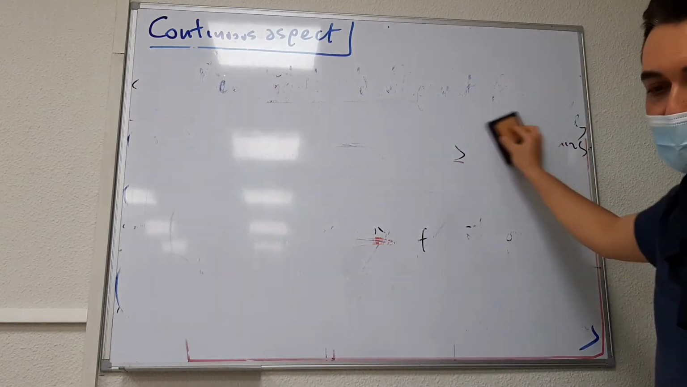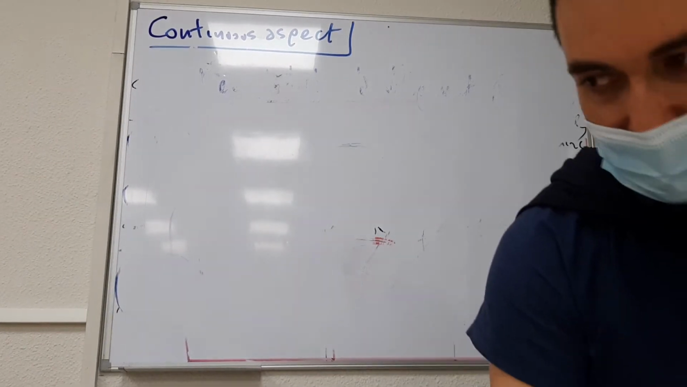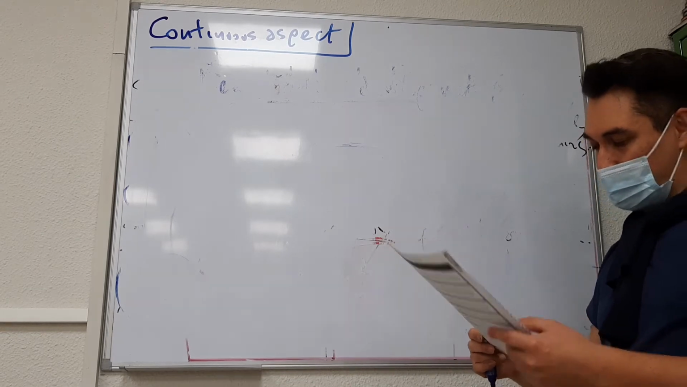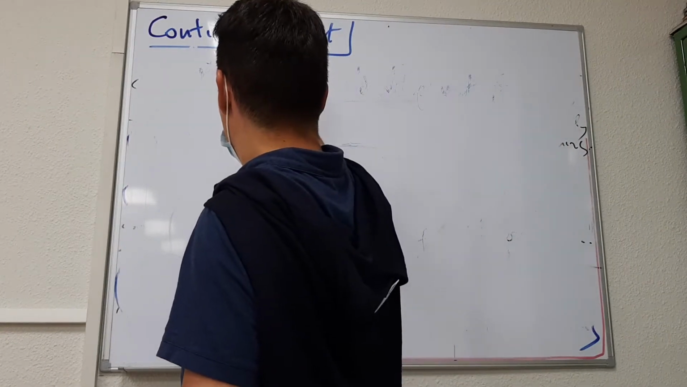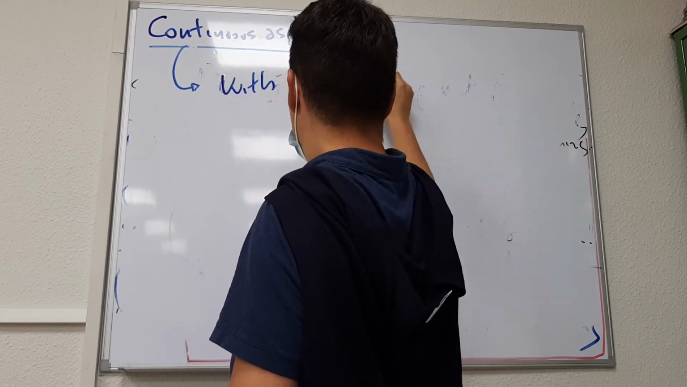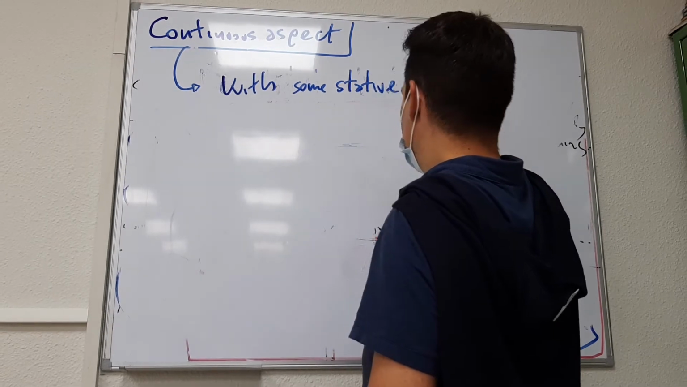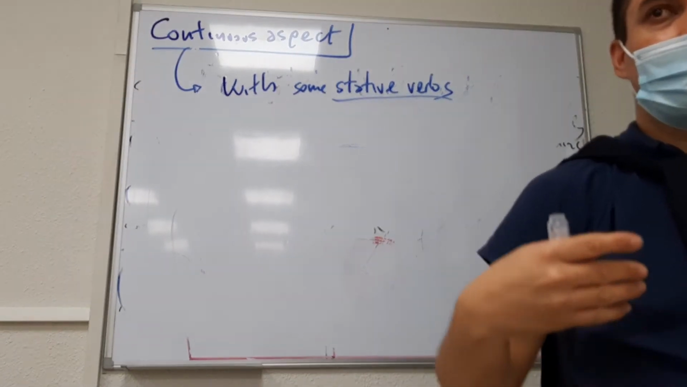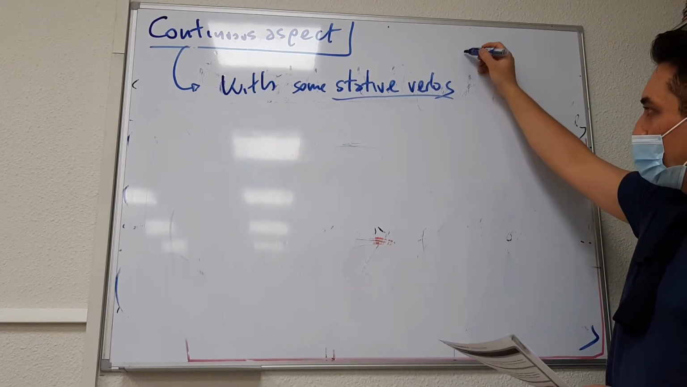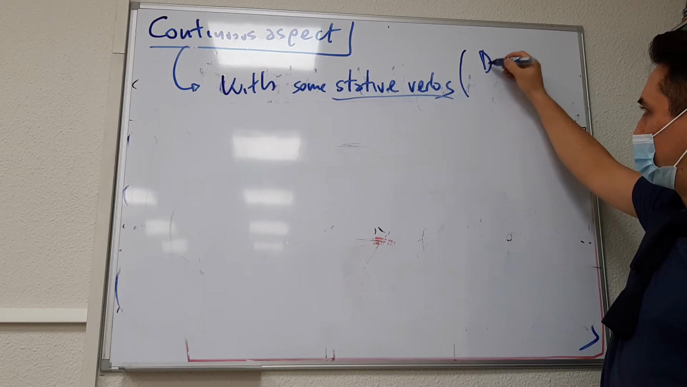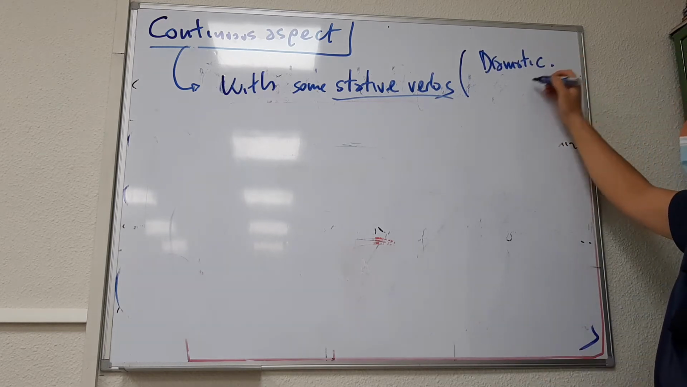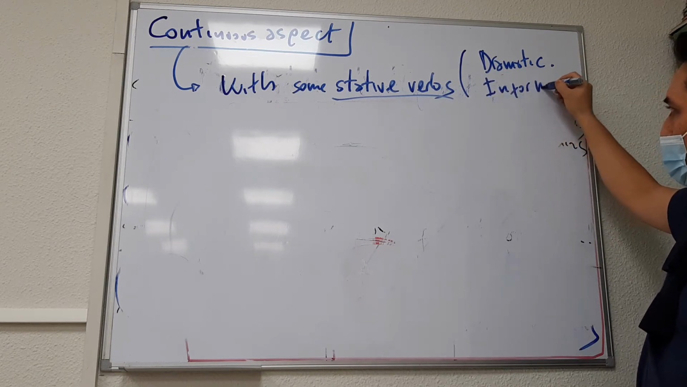Any other use of a continuous aspect? Oh, yes, there is. Another use of it is with some stative verbs. What are stative verbs? Stative verbs are verbs that do not imply physical actions but mental states. And what is the purpose of that? A dramatic effect, or in a very informal context.